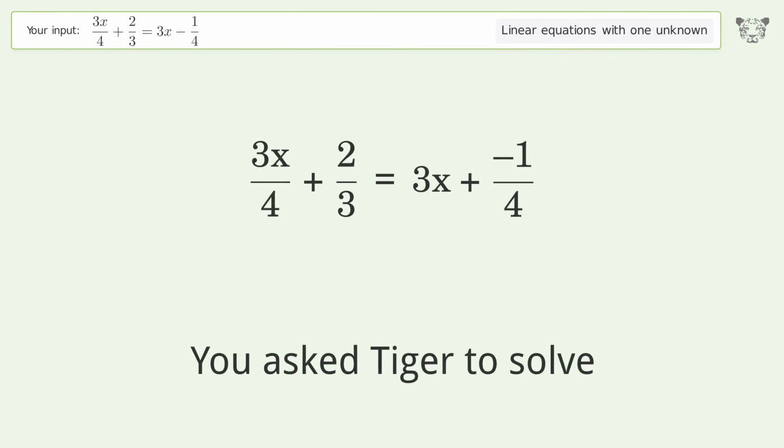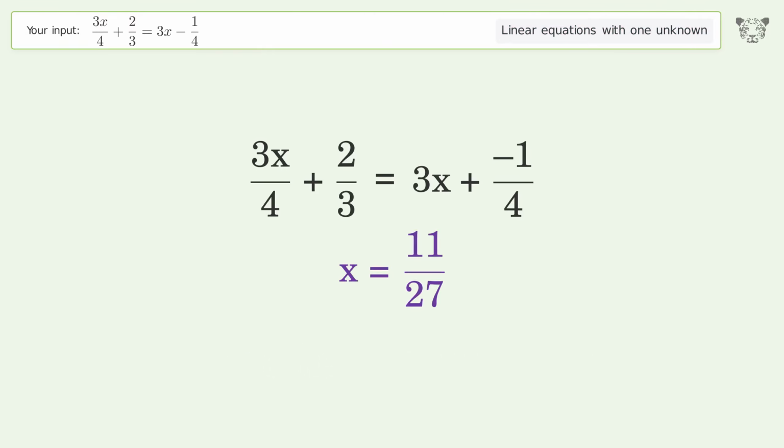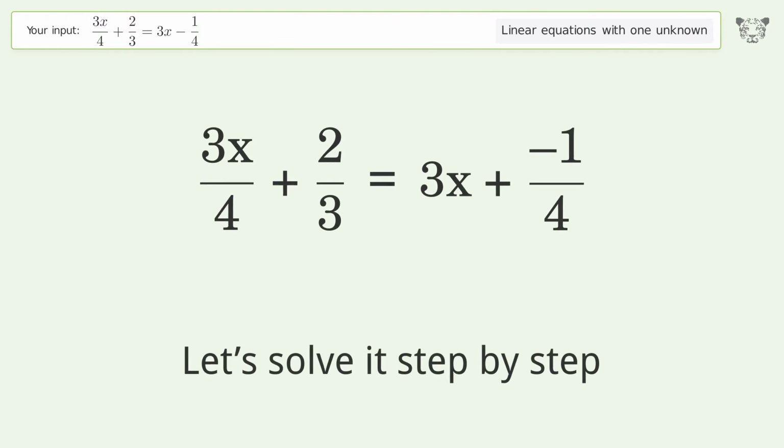You ask Tiger to solve. This deals with linear equations with one unknown. The final result is x equals 11 over 27. Let's solve it step by step.